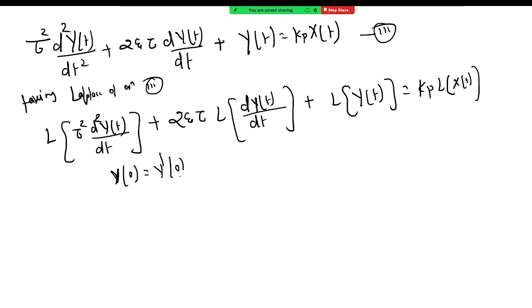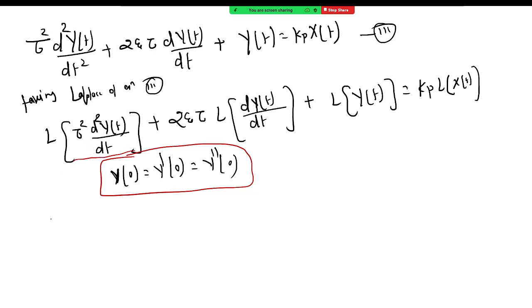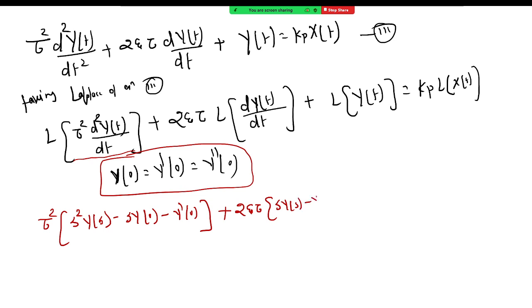Now you must know that at steady state, at initial time, y(0) is equal to y'(0), which is equal to y''(0). I told you yesterday how we are getting these, y(0), y'(0) and y''(0), right? So now for this differential equation, I can write tau square, can I write s square Y(s) minus s y(0) minus y'(0). Now you people are very comfortable in writing this differential equation into the S domain. So I will write 2 zeta tau, s Y(s) minus y(0), plus Y(s) is equal to Kp X(s).